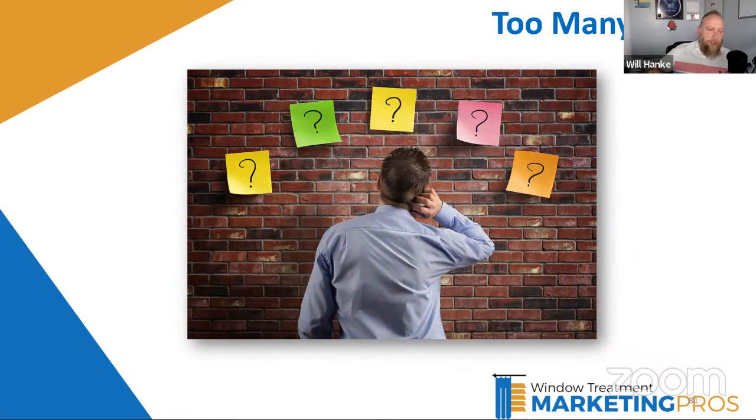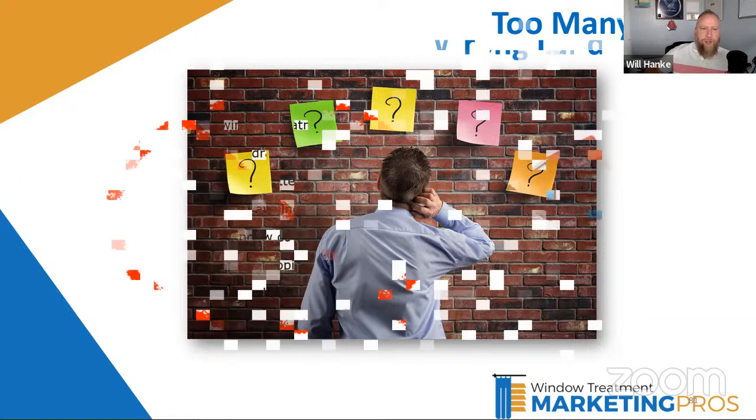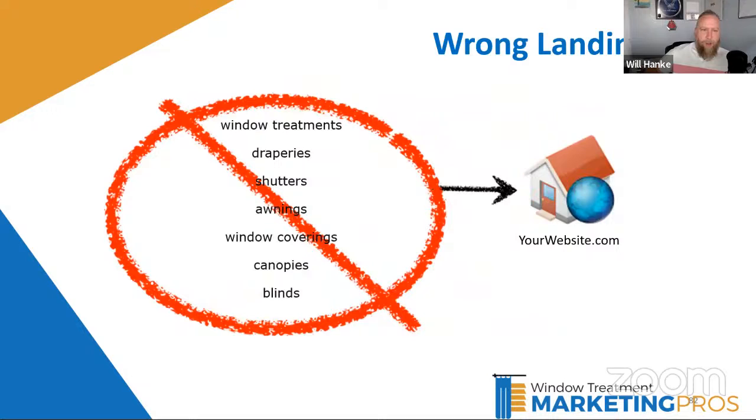Here's another one, too many choices. We talked about this earlier. This is really bad when you're sending people to your website instead of a landing page. People don't know what to do and they end up doing nothing. That ends up being the choice that they make. So having too many choices can really work against you as well.